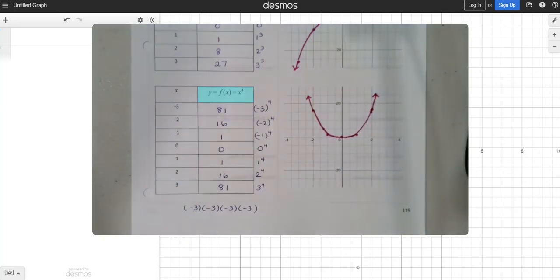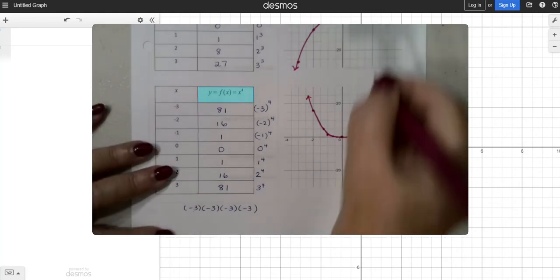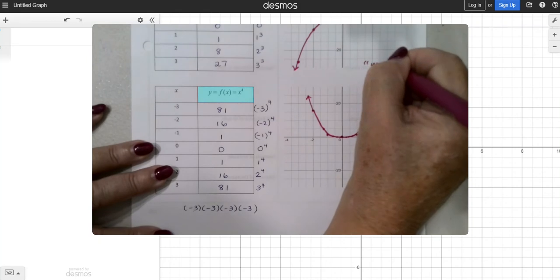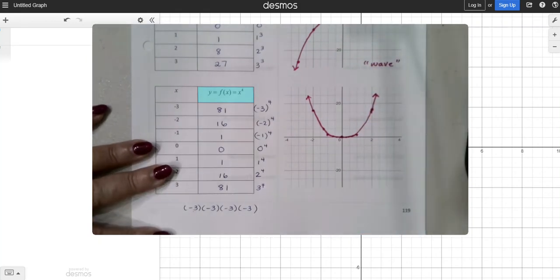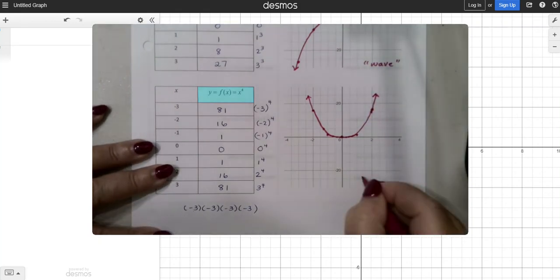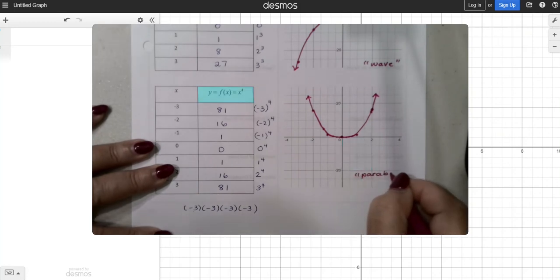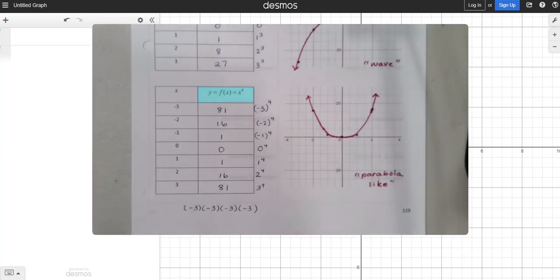Okay. So when we discuss these, just again to have names to call them, I mentioned that I'm going to refer to this as a wave. This one I'm just going to refer to as sort of parabola-like. It's not technically a parabola. Parabolas are only used for the quadratic functions, but it's parabola-like. And you can see that extra flattening near the vertex that's typical with an x to the 4th function.